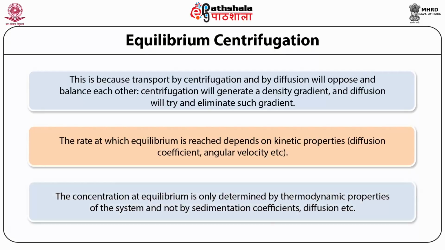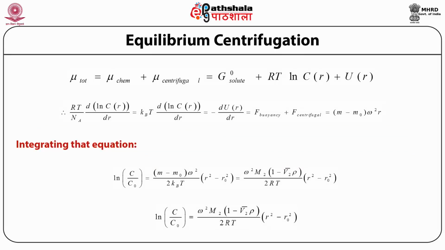The concentration at equilibrium is determined only by thermodynamic properties of the system and not by the sedimentation coefficient or diffusion, etc. So we are giving you the mathematical expression of equilibrium centrifugation. You can see here that mu total equals mu chemical plus mu centrifugal, and it is used for the calculation of the delta G value. In the final equation, ln C by C naught equals omega square M2 (1 minus v2 by rho) divided by 2RT, into r square minus r naught square.